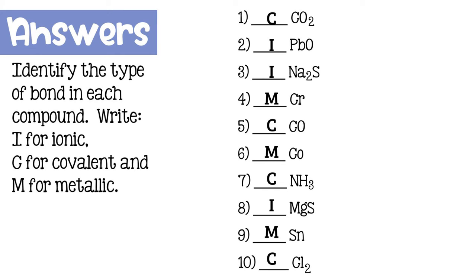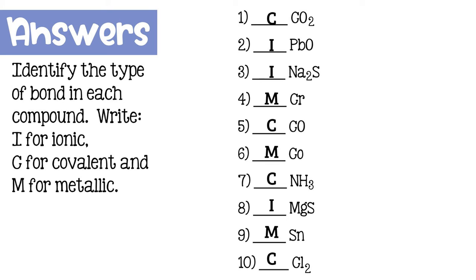So, we need to identify the type of bond in each compound. Is it ionic, covalent, or metallic? Well, carbon and oxygen are both nonmetals. Two nonmetals bonded together makes it covalent. Now, Pb is a metal, O is a nonmetal. They have opposite charges. They are ionic. So sodium is a +1 charge, sulfur is a -2 charge. They have opposite charges. They are ionic.